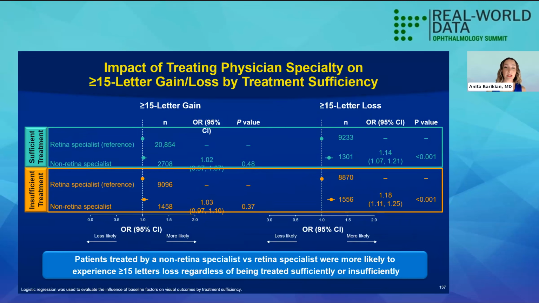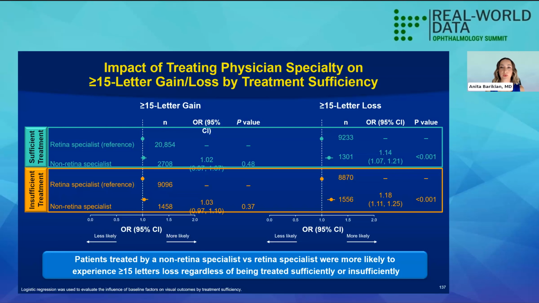When looking at sufficiently treated patients, patients had 14% higher odds of at least 15-letter loss when seen by a non-retina specialist, and 18% higher odds in the insufficiently treated group was also seen for patients treated by a non-retina specialist compared to a retina specialist of 15-letter loss. So patients treated by a non-retina specialist versus retina specialist were more likely to experience vision loss regardless of being treated sufficiently or insufficiently.